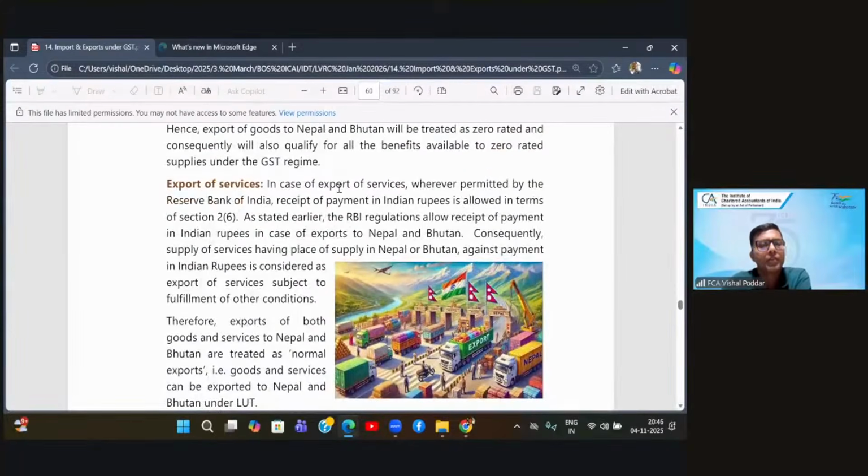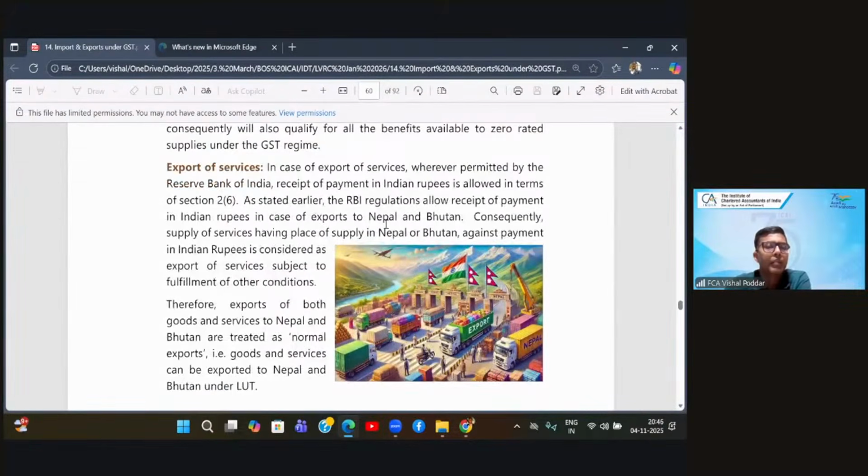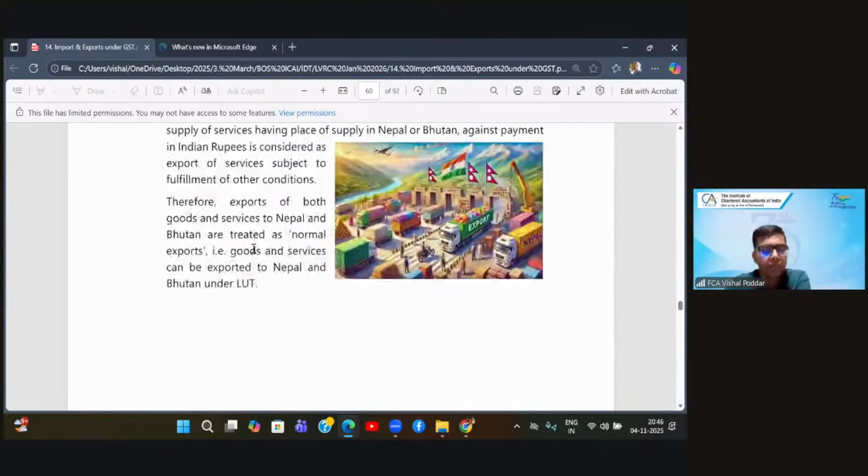Further, in case of export of services, where permitted by RBI, receipt of payment in Indian rupees is allowed. As stated earlier, RBI regulations allow receipt of payment in rupees in case of exports to Nepal and Bhutan. Consequently, supply of services having place of supply as Nepal or Bhutan can be export of service even if payment is received in Indian rupees.